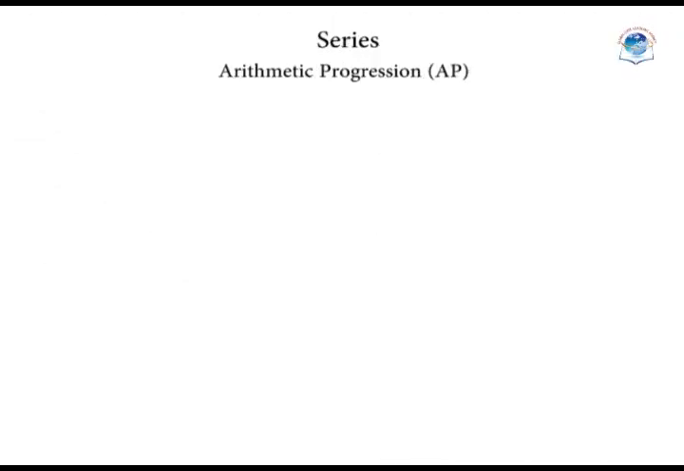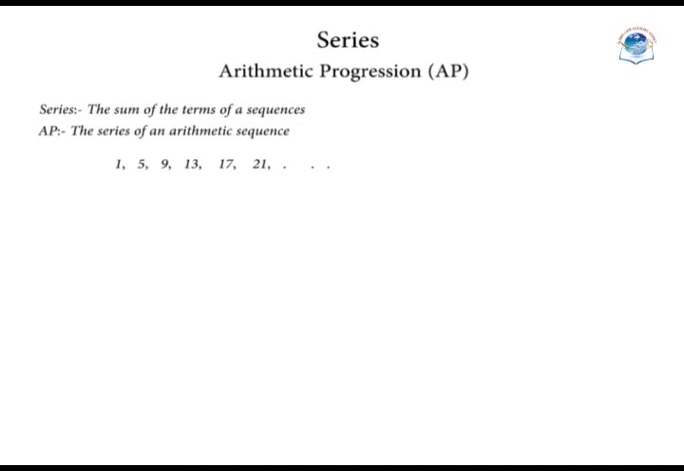Next, series. A series is the sum of the terms in a sequence. The series for an arithmetic sequence is called an arithmetic progression, or AP. For our case, the AP is the sum of these terms. If we add the first 4 terms, then the AP represented by S4 will be equal to 1 plus 5 plus 9 plus 13, giving us 28. And because sequences continue to infinity, we must be given the number of terms to add. For example, the first 10 terms, the first 100 terms, and so forth.